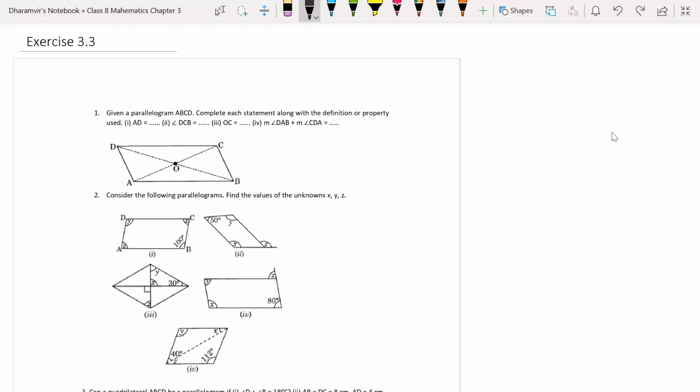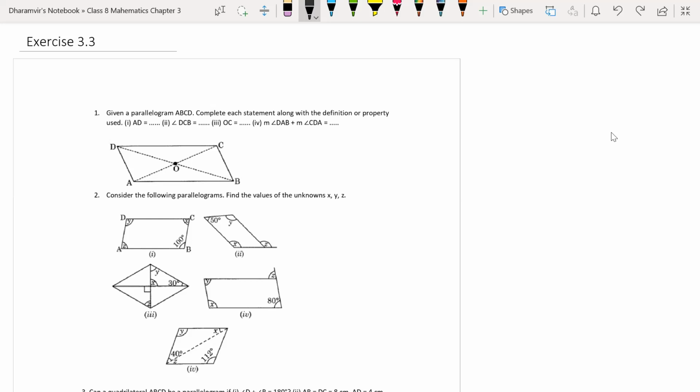Dear students of class 8 mathematics, today in this class I am going to provide you the solution for exercise 3.3. The chapter name of today's chapter 3 is Understanding Quadrilaterals. Till now, we have completed the solutions for previous exercises, that is exercise 3.1 and exercise 3.2. Now, in this class, we will solve some other questions of exercise 3.3.